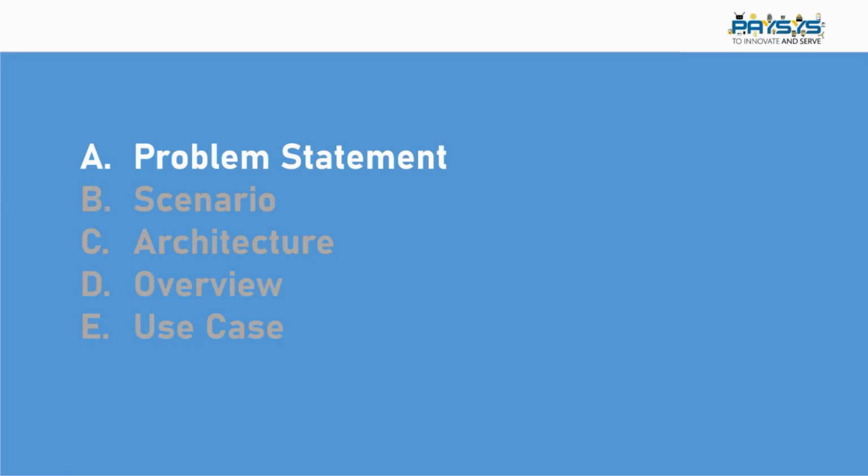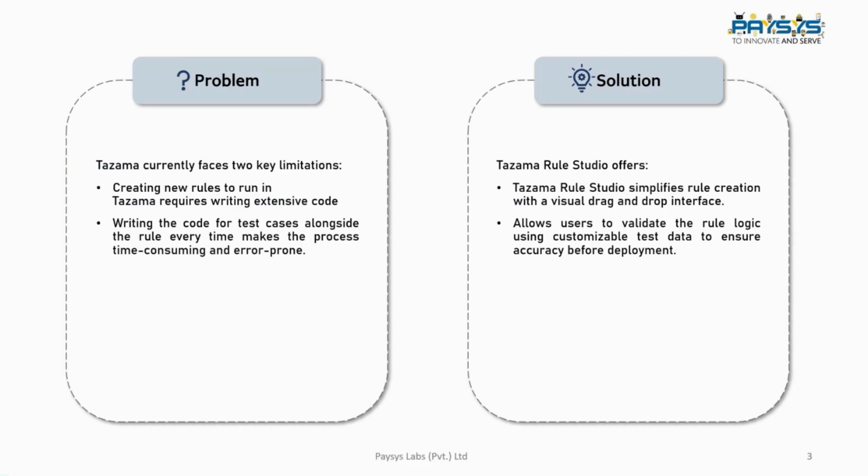So, before introducing the system, let's briefly look at the current challenge. Today, creating new rules for Tazama requires writing extensive code. Every time a new rule is introduced, developers must manually create the logic, structure the rule files, and then separately write corresponding test cases. This makes the time consuming process even more difficult and it increases the risk of inconsistencies or human error, especially when there are frequent iterations or when quick updates are needed.